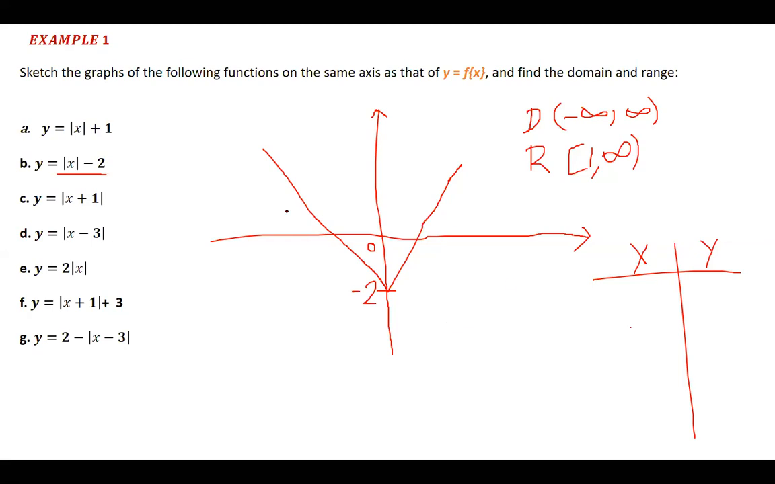Now somebody might be asking, how do you find the range and the domain? The domain still remains the same, and then the range, here we have -2, meaning we are going to have -2 going up to positive infinity. It is just as simple as that. Okay. So we proceed. We go to C.